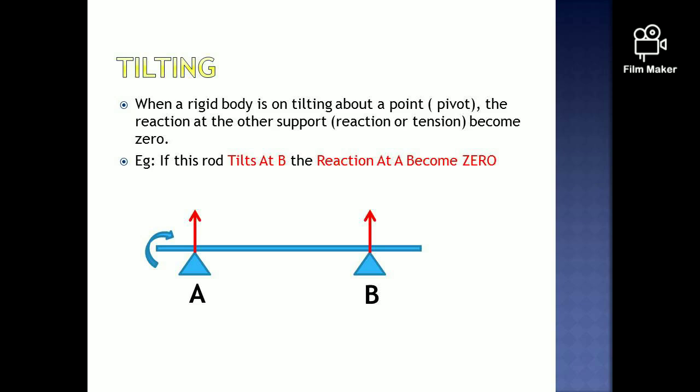As shown in this diagram, if the object tends to tilt at B, it means it tends to balance at B. If this object tends to balance at B, the contact from A gets discontinued. As a result, the reaction at A becomes 0. So in any question, if they specifically mention the object tilts at one point, as in this diagram it tilts at B, the reaction at the other support becomes 0. This is the condition we can verify or explain for the situation of tilting an object.